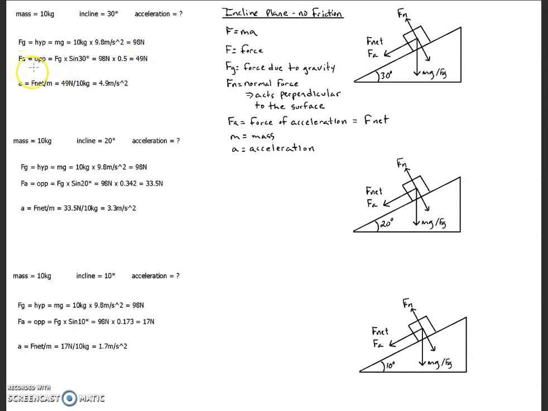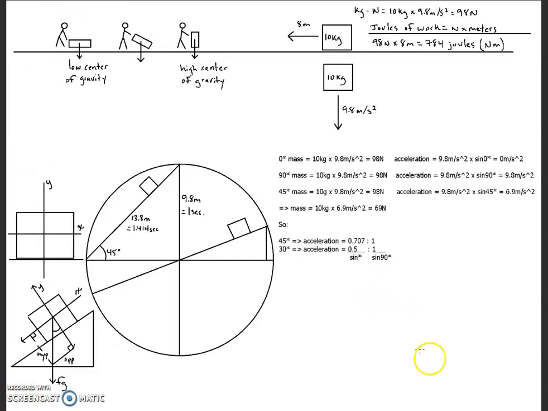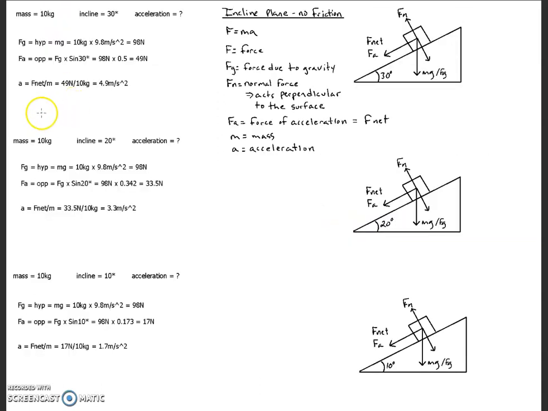The force of acceleration, which is the opposite, equals Fg times the sine of 30 degrees, which gives us 49 newtons. So the acceleration is F net over m, which gives us 49 newtons over 10 kilograms. So it's telling us that it's accelerating at a rate of 4.9 meters per second squared.